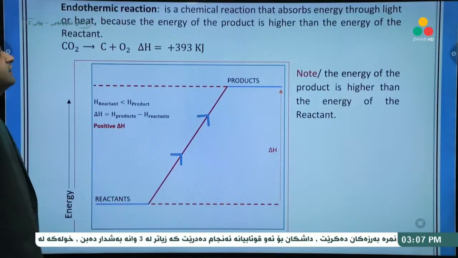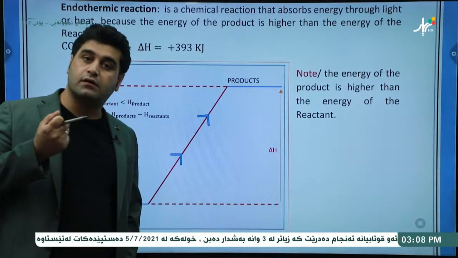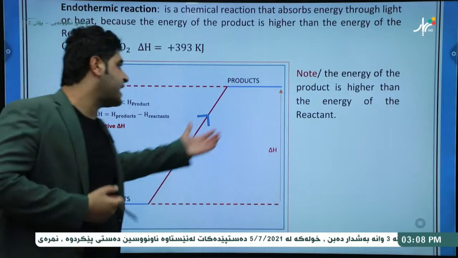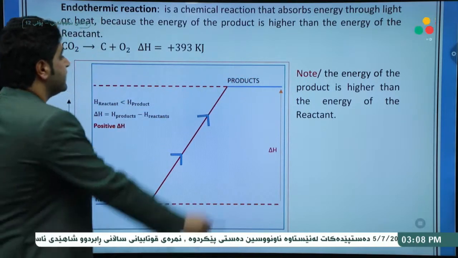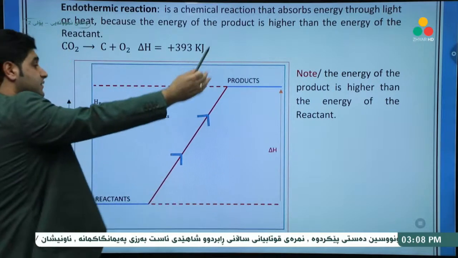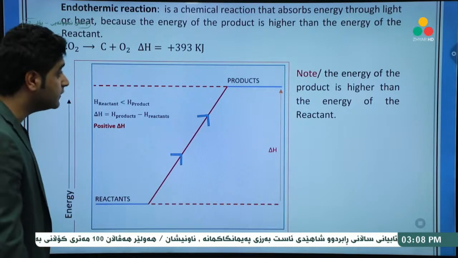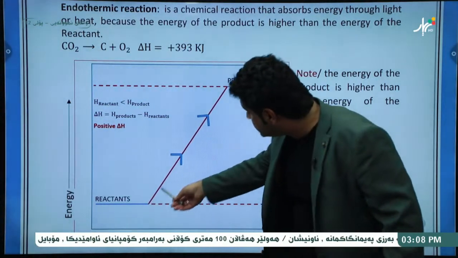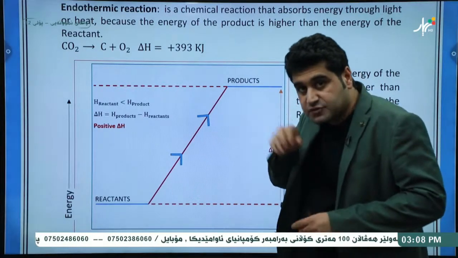An endothermic reaction is a chemical reaction that absorbs energy through light or heat. Why? Because the energy of the reactants is lower than the energy of the products. You see, here we have the energy of the products at the higher level, but for the reactants it's very low. So the difference between them is the amount of energy that is absorbed or released.